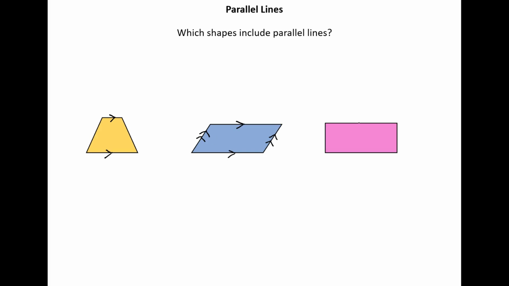Now, for the rectangle, the top line and the bottom line are parallel, so we use the arrow key here, and then the left side and the right side are also parallel, so we're going to use double arrows so we don't confuse ourselves, and that means now I have two sets of parallel lines for my rectangle.